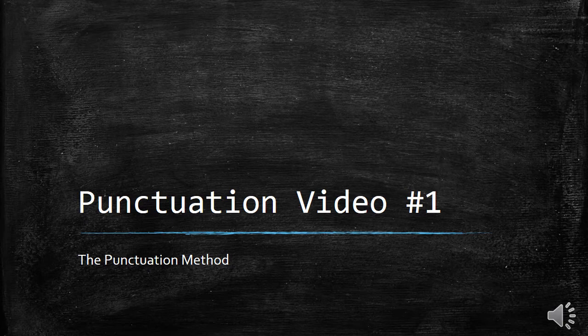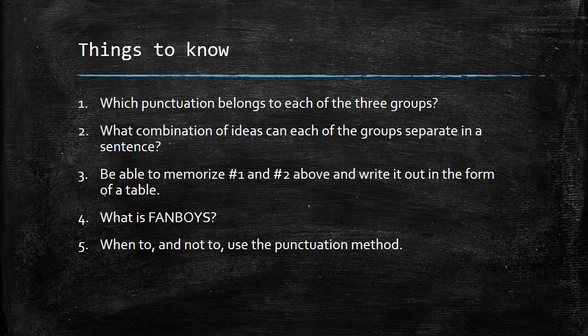Number 1, which punctuation belongs to each of the 3 groups? Number 2, what combination of ideas can each of the groups separate in a sentence? Number 3, be able to memorize both number 1 and 2 above, and then be able to write them out in table form. Number 4, what is fanboys? This is an acronym. You may already know what it is, but we'll review it real quick. And 5, when to and not to use the punctuation method.